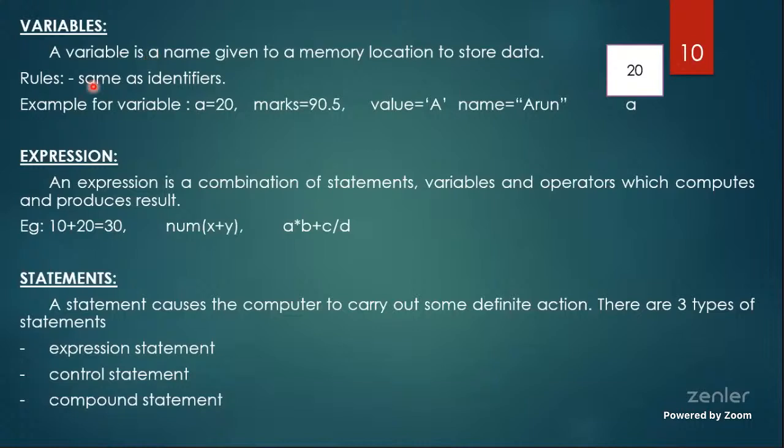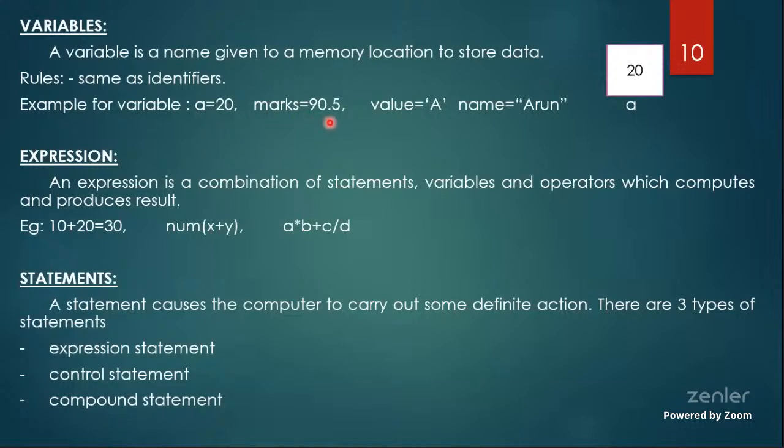How do I store data? The rules to be followed for variables are the same as for identifiers, whatever we discussed now. Same thing. Now, an example for variables: a is equal to 20. So 20 is a value, right? This value 20 is to be stored under some variable. So when I enter int a is equal to 20, one memory location will be created in the computer. We are creating a space, and to that space we have to give a name. So what is the name? A. A is the name, so that we can say A is having value 20.